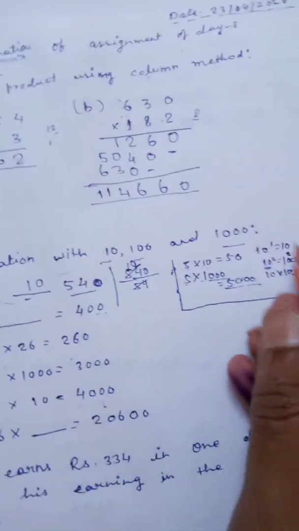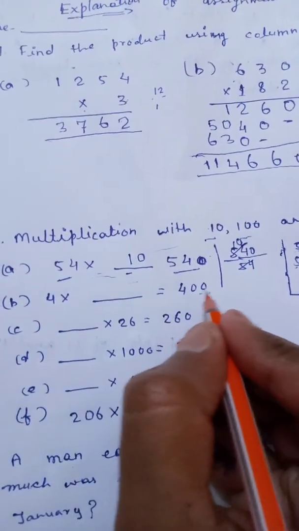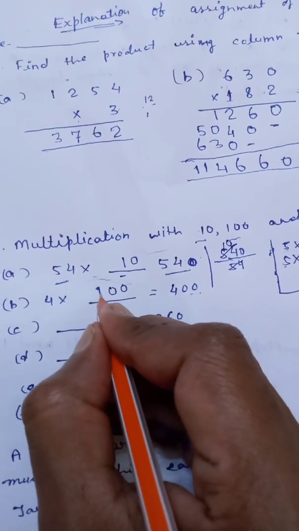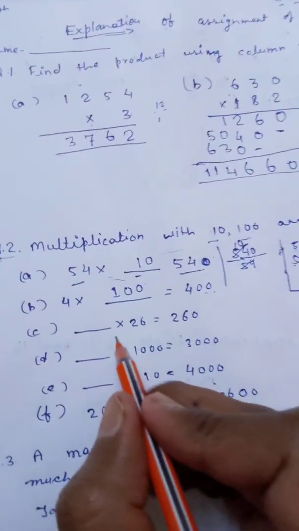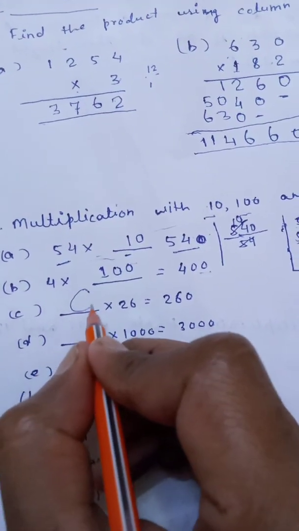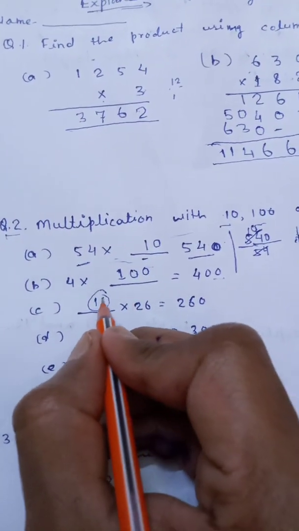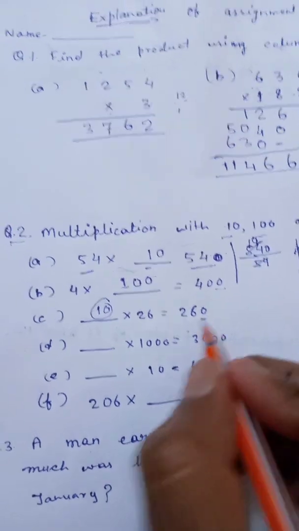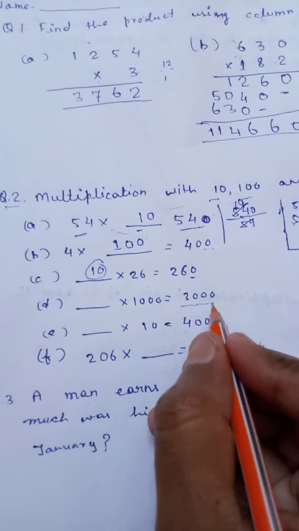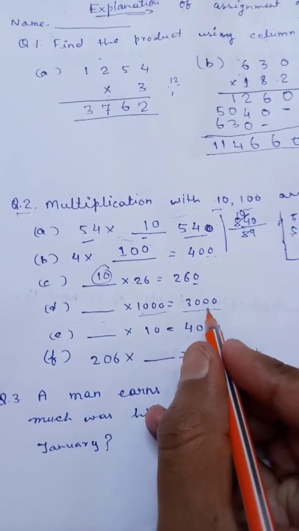As I explained here, the number of zeros will increase only. So how many zeros are here? 2 zeros, and in 100 we have 2 zeros. So we will write 100 here. By what number will we multiply 26 to get 260? We will just multiply 26 with 10, because here we have only 1 zero, and in 10 also we have 1 zero. Okay, here the answer is 3000, and a number is multiplied by 1000 gives 3000.